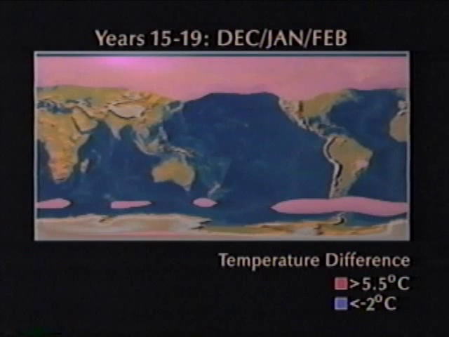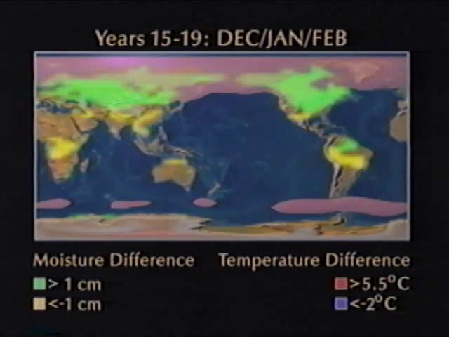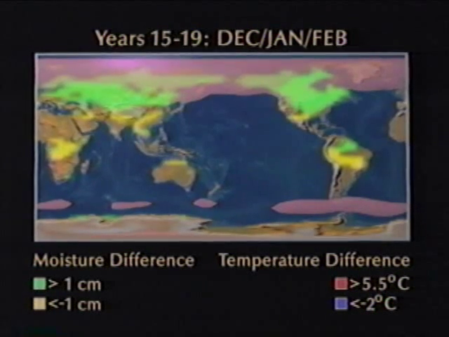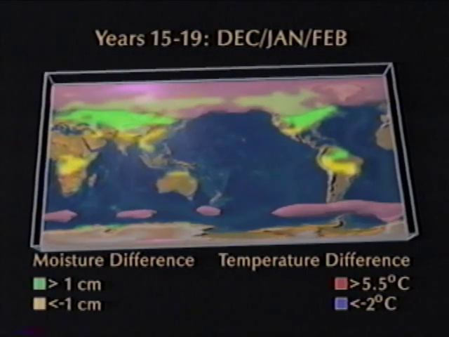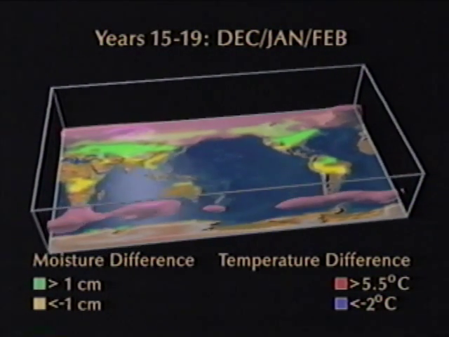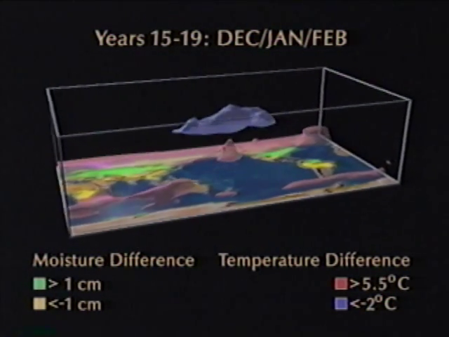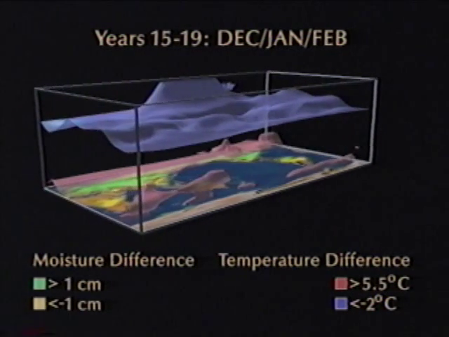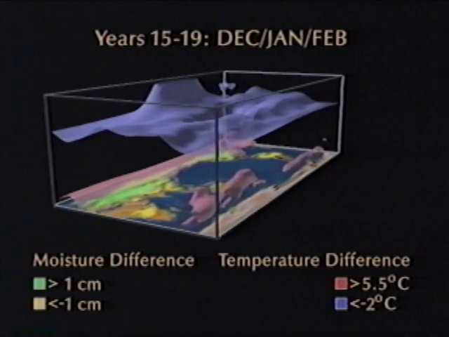Near the end of the experiment, the average for December through February shows that the largest warming at the surface occurs in the Arctic. Regions of greater soil moisture, colored green, show up in the mid-latitudes of the northern hemisphere. Drier areas, in yellow, are found over southern Asia, southern North America, and over Africa and South America. As the analysis rotates into three dimensions, the surface warming and stratospheric cooling patterns stand out.